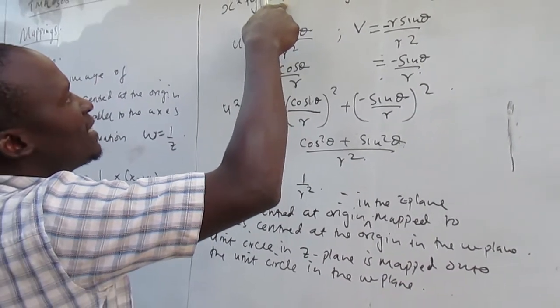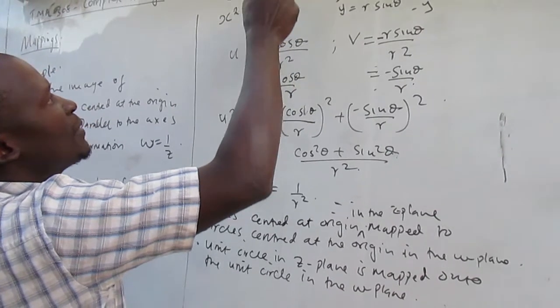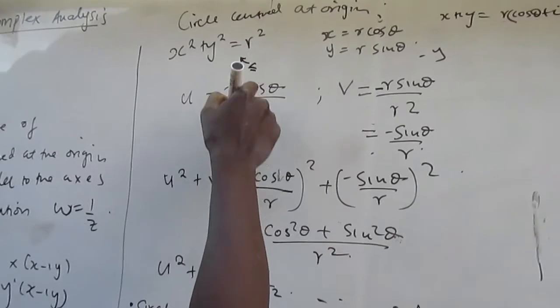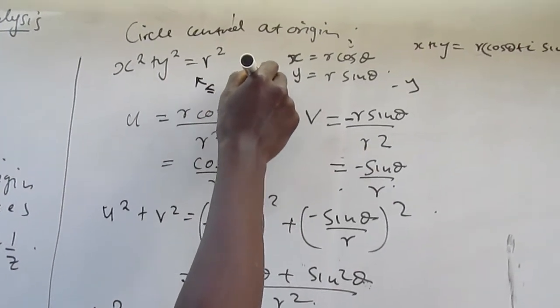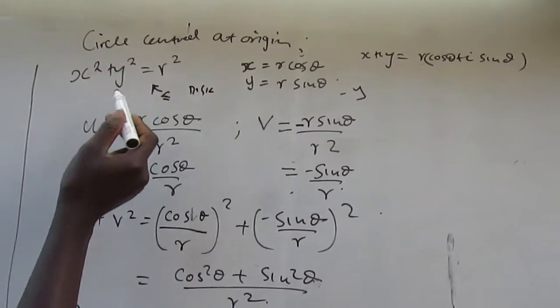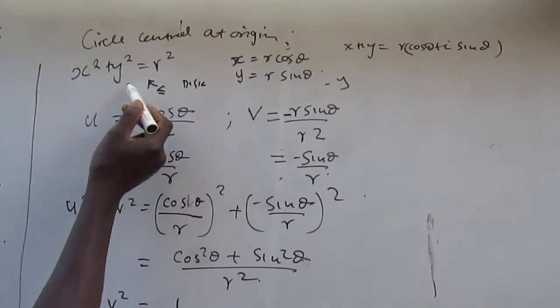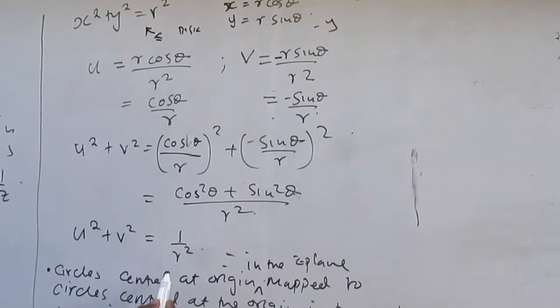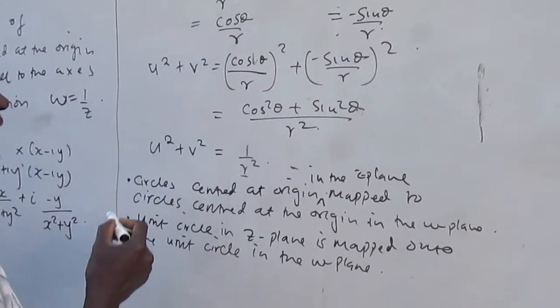And now if you talk about points which are less than or equal to 1, so suppose we take the inequality less than or equal to 1, so that we have a disk, then points inside the unit disk will be mapped to the points outside the unit disk in the w plane.